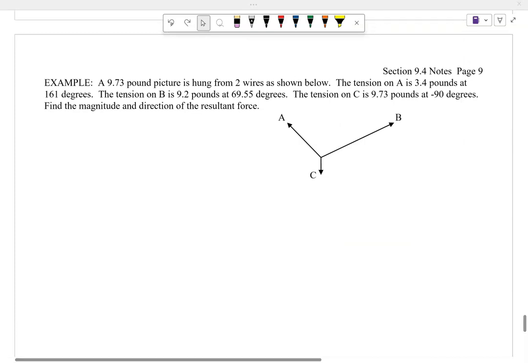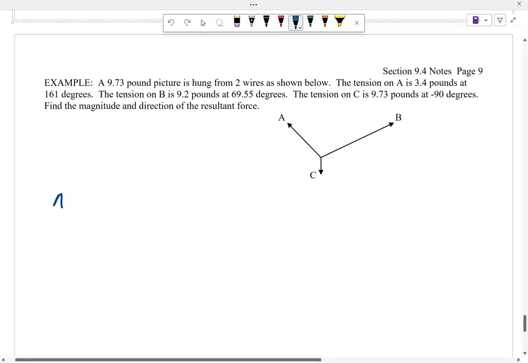Alright, our last one here, we've got a 9.73 pound picture hung on a wire, on 2 wires as shown below. The tension on A is 3.4 pounds. That's your magnitude, right? At 161 degrees. Tension on B is 9.2. That's why it's longer, right? More pounds, more force on that. At 69.55 degrees. And then the tension on C. So let's go ahead and put it in component form.